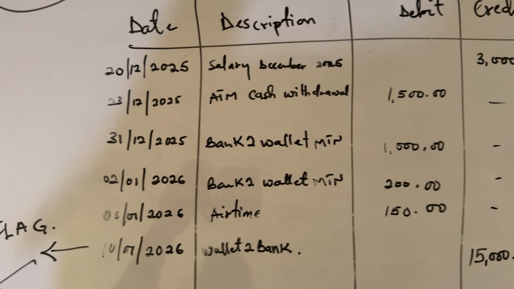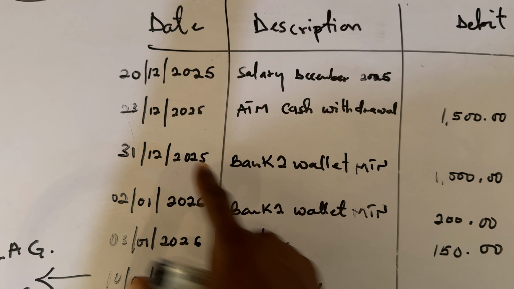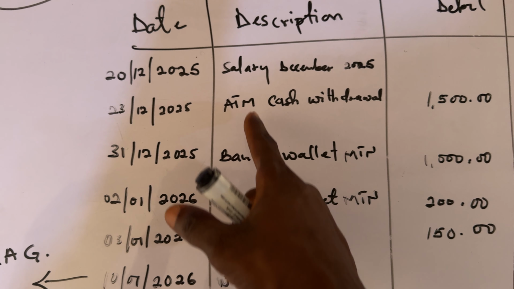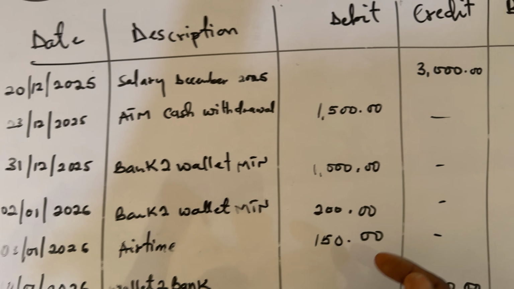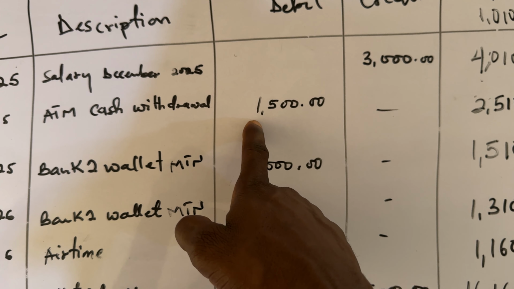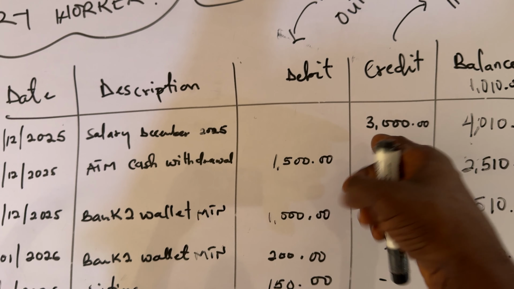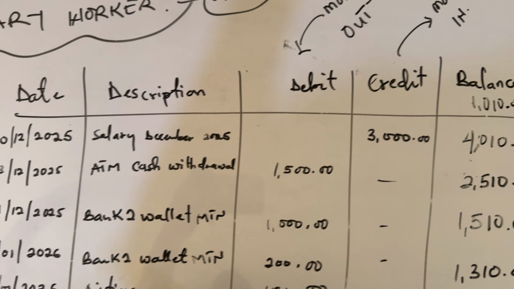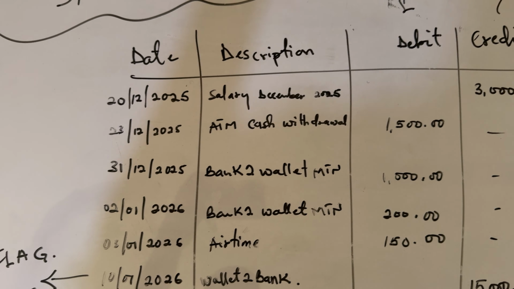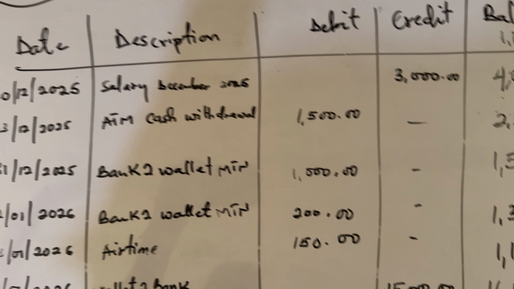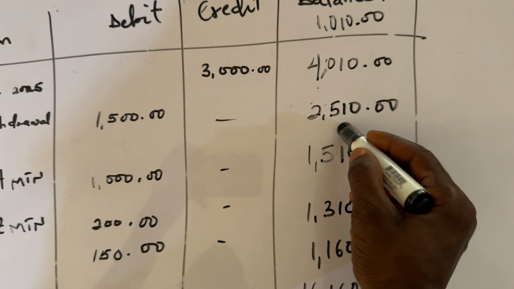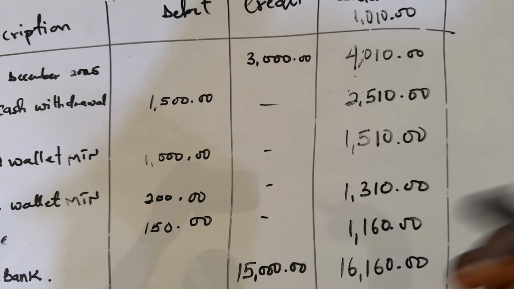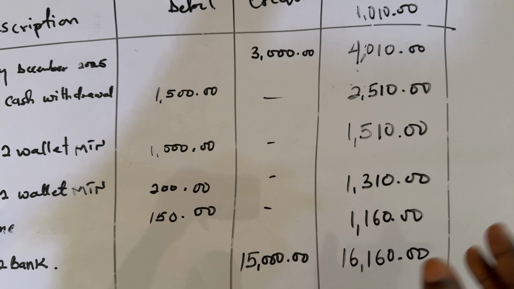Now, let's move on. You have 23rd December 2025. What happened here? You have an ATM cash withdrawal. You withdrew an amount of 1,500 from your bank. Obviously, that's why it appears in this column here: cash out, or money out. Maybe you are going to purchase one or two things for yourself or for your family, and other stuff. Then your money drops to 2,510 Ghana cedis, or dollars, or euros, or naira, anything. Once again, let me know the country.